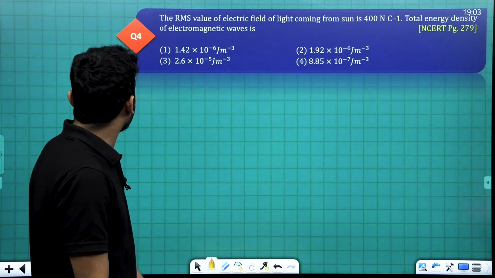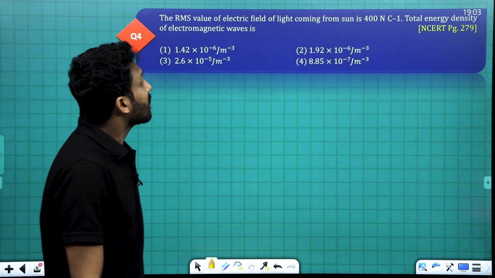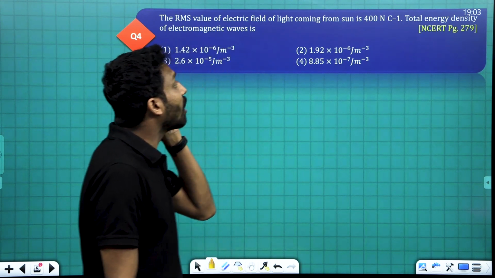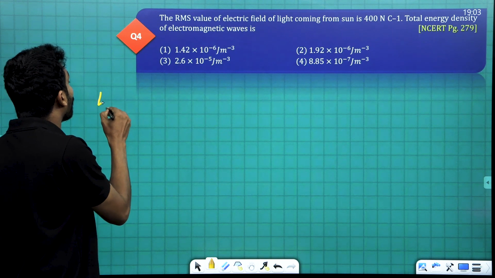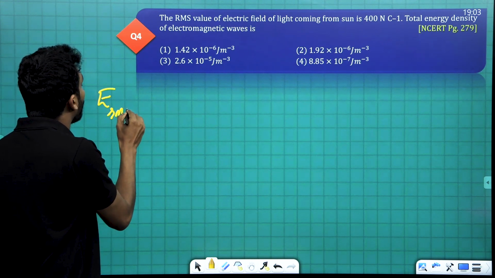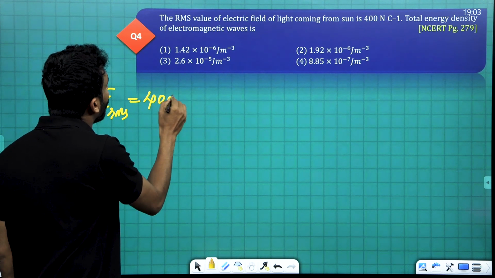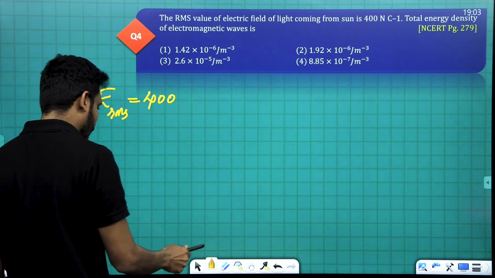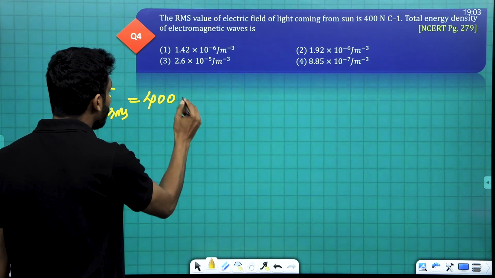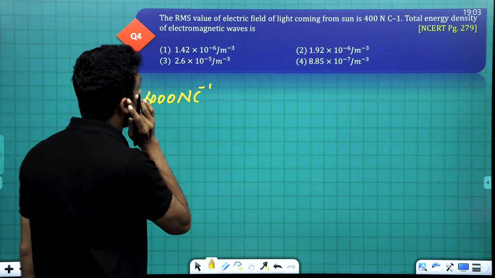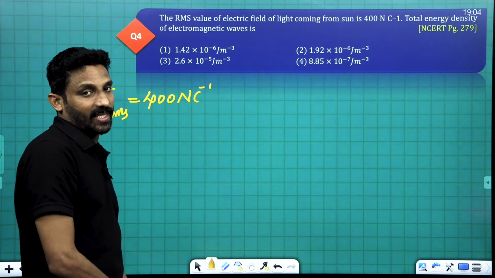Okay, the next one. The RMS value of electric field of light coming from the sun is 400 Newton per Coulomb. RMS value of the electric field, E RMS is equal to 400 Newton per Coulomb. Then, total energy density of electromagnetic waves is dash.